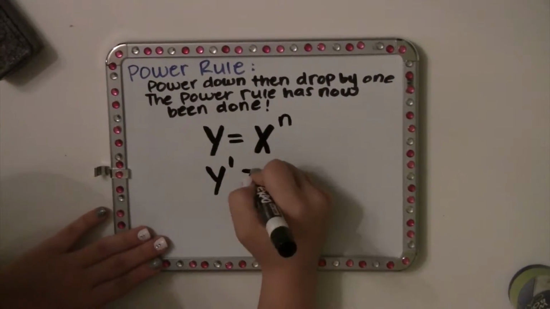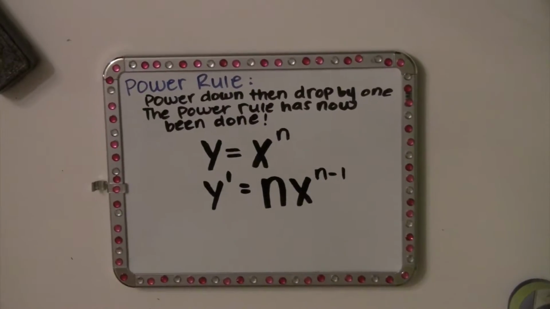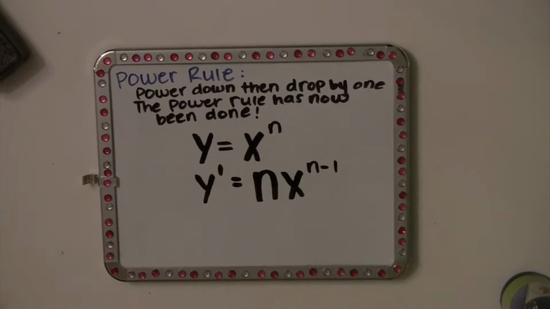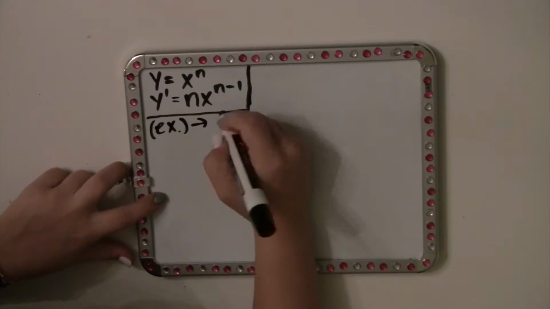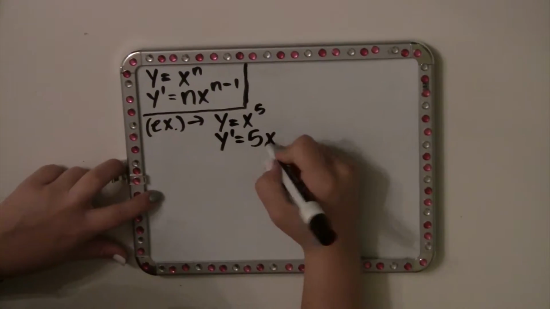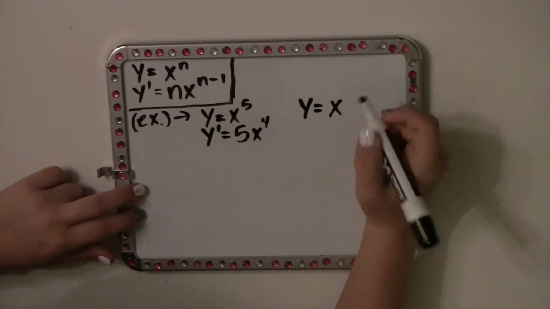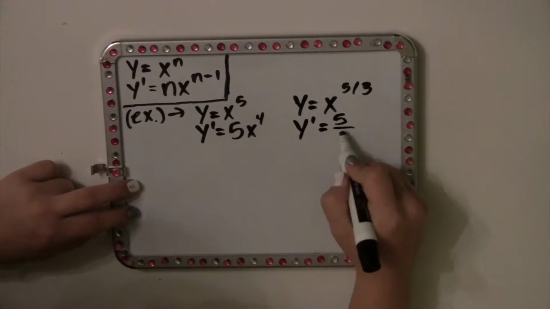This means if you have y equals x to the n, bring whatever the n value is in front of the x, and then power it to the 1 less than n. If you have y equals x to the 5th, then y prime, or the derivative of y, equals 5x to the 4th. The 5 was brought down in front of the x, and the power was subtracted by 1.